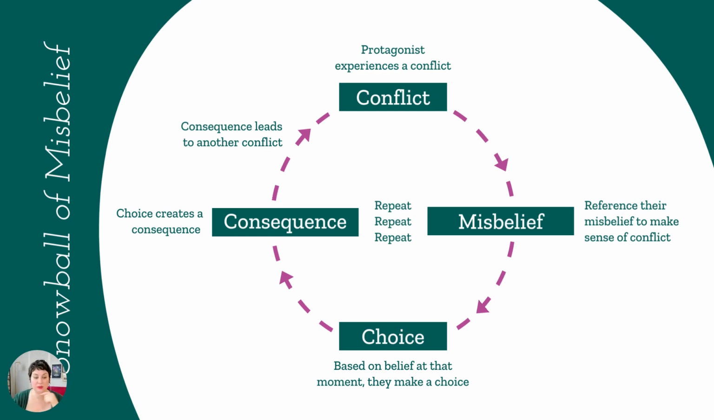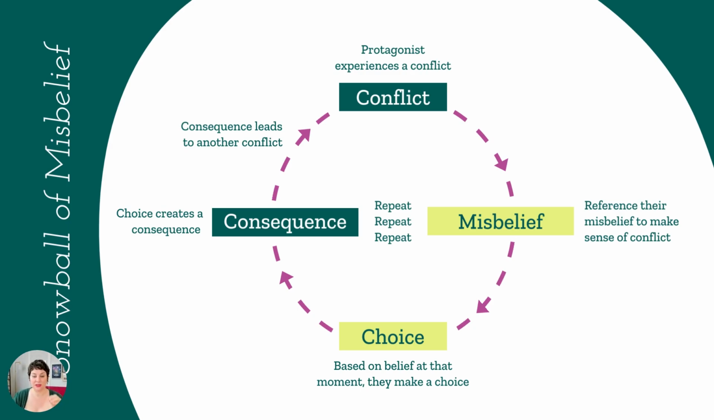So one thing I want you to notice about the Snowball of Misbelief is that this misbelief and choice are grounded in your protagonist. These are internal elements. This is the character arc piece of the snowball. The consequence and conflict are plot elements. They're external. So when you get these two together, when the character arc and the plot merge, you get this really powerful connection in your story. This is what a character arc is made of. It's when plot and your protagonist's internality, their internal reality, come together.